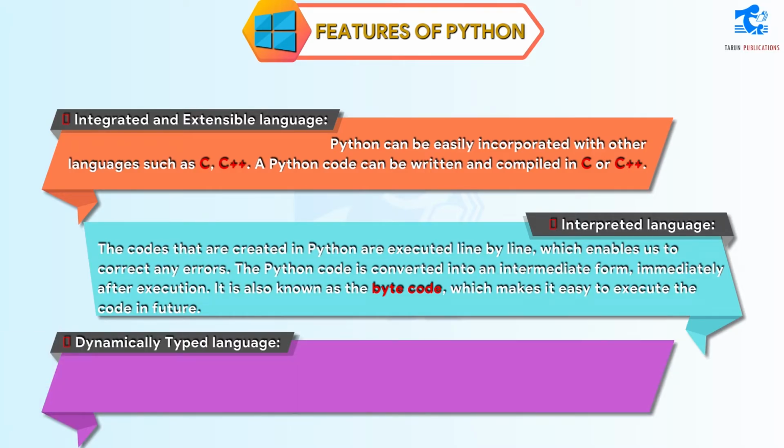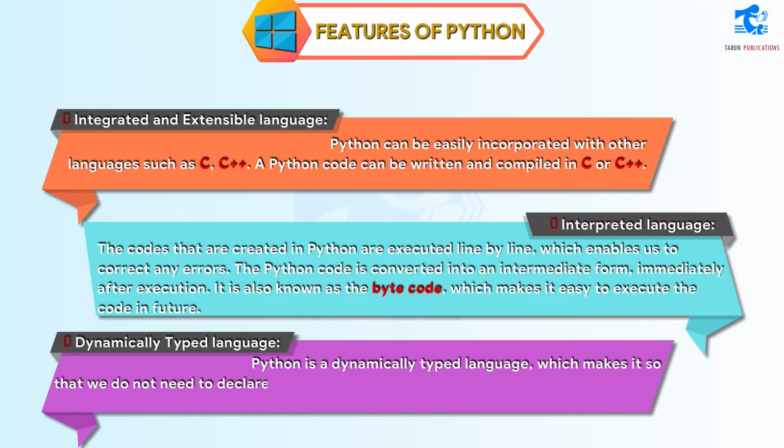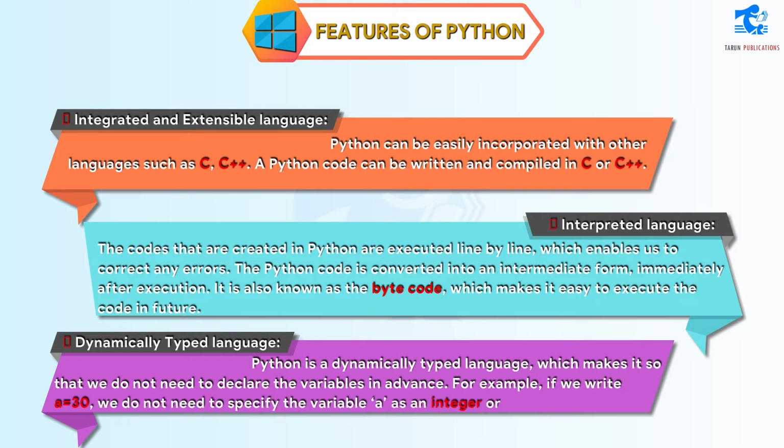Dynamically typed language. Python is a dynamically typed language, which makes it so that we do not need to declare the variables in advance. For example, if we write a = 30, we do not need to specify the variable a as an integer or string.